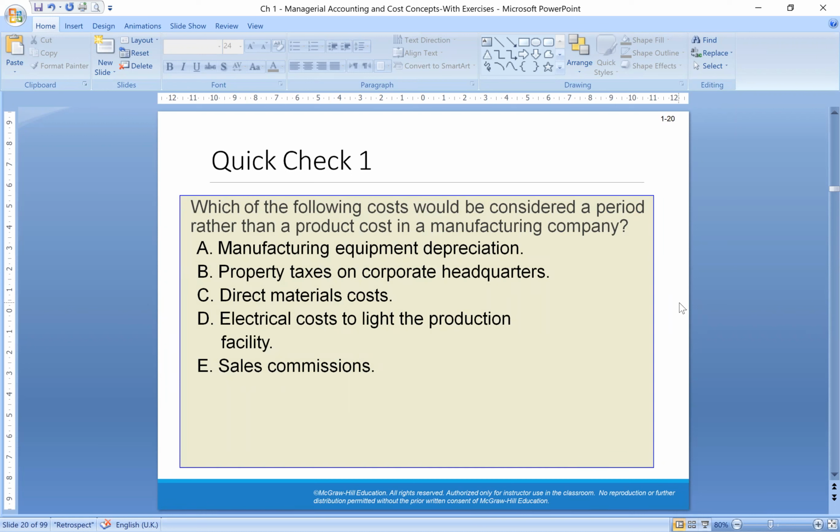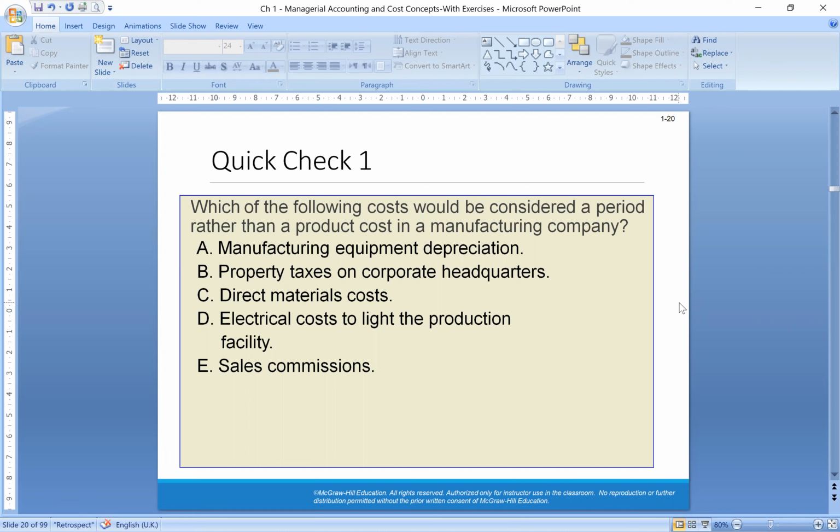For a quick check, number one, which of the following costs would be considered as a period rather than a product cost in a manufacturing company? We need the period, not the product. Number A, manufacturing equipment depreciation. From the word manufacturing, the depreciation will be an integral part of the product, so this will be a product cost. Number B, property taxes on corporate headquarters. The word headquarters leads us to a period cost. Why? Because it is related to the administrative. So number B is a period cost.